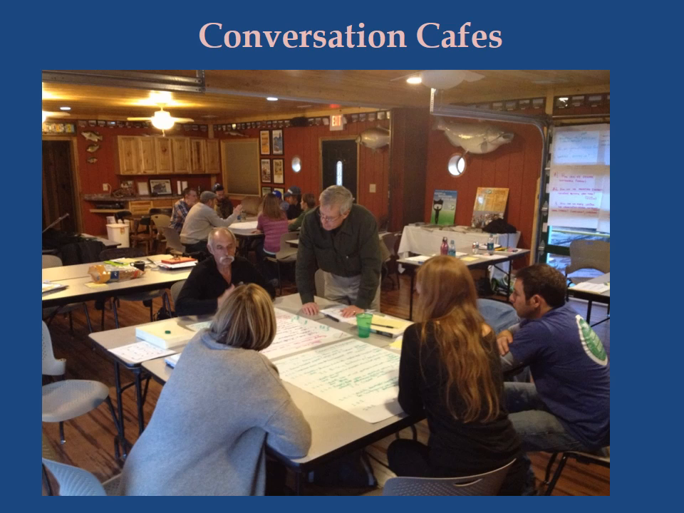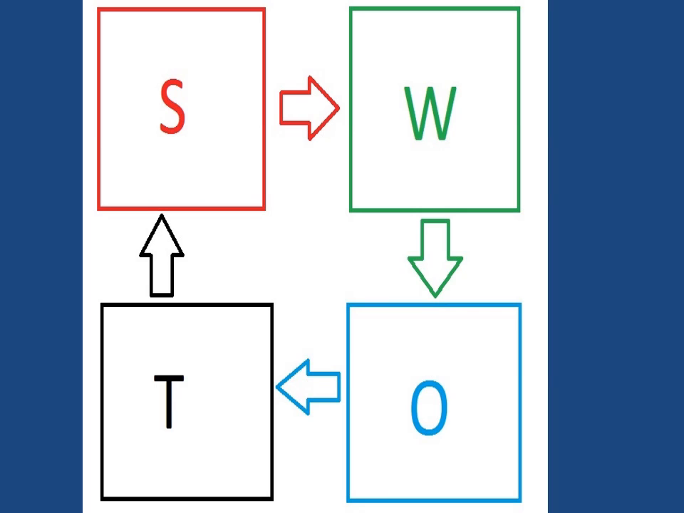And what we do in conversation cafes is we rotate people around the room so that they get an opportunity to write at each chart on all the tables in the room. They're doing it in small groups, but everyone in the room eventually gets to each table so that everyone's input is provided on each particular topic. That's a conversation cafe. One way of doing a conversation cafe is with a SWOT analysis.